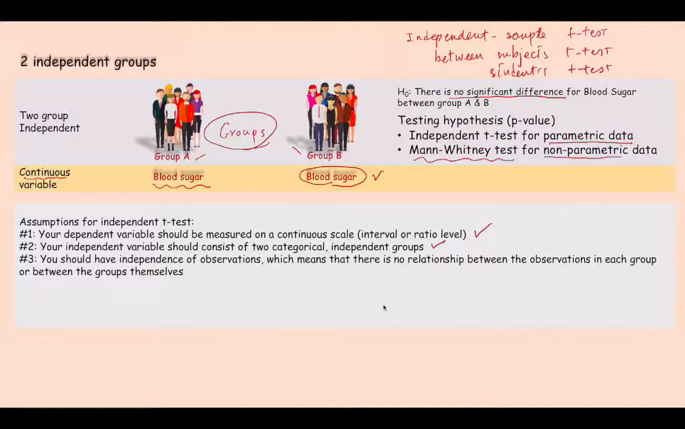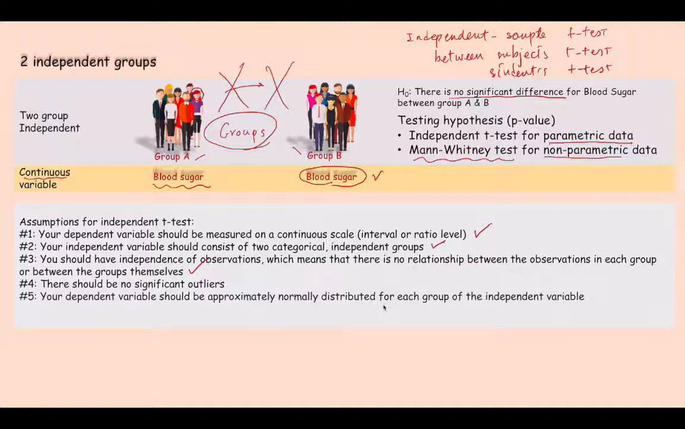And you should have independence of observation, which means that there is no relationship between the observations in each group or between the groups themselves. In another way, if we want to say it very simply, if we have someone in this group, they are not supposed to be in the other group, and these are two absolutely separate groups. So check, we have this one also.